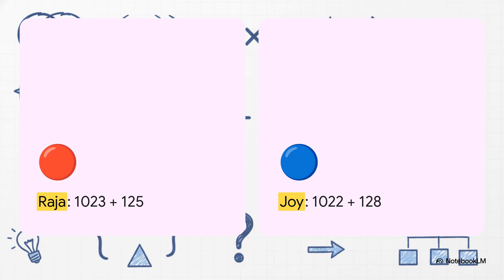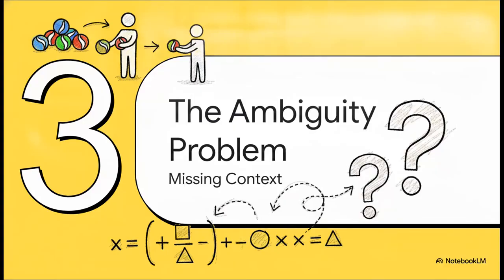Raja's total is 1,023 plus 125. Joy's is 1,022 plus 128. We can confidently say Joy has more without adding up those giant numbers. Why? Well, Joy gained 3 extra marbles today while starting only 1 marble behind Raja. Grasping the expression itself totally saves us from doing unnecessary busywork. Which brings us to part 3, the ambiguity problem, and what happens when we're missing context.